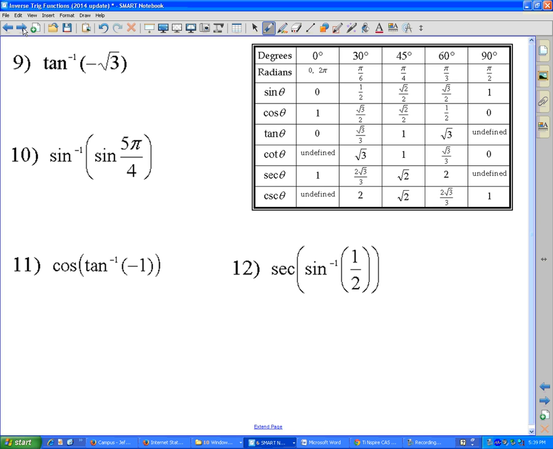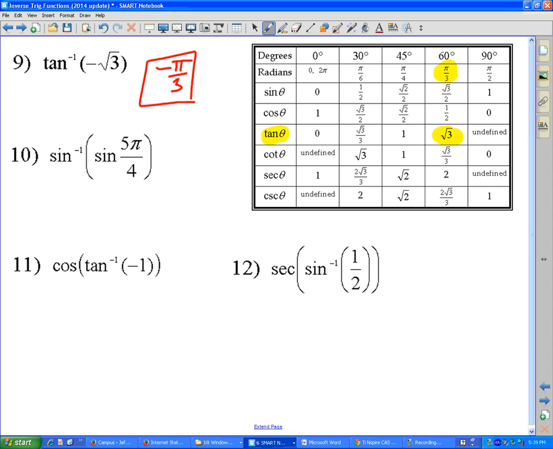Tangent of negative pi over 3. This one has a negative ratio, so it's going to be a little bit more interesting. It's a pi over 3 reference angle. And so we're going to have to drop down into quadrant 4 at a negative pi over 3 for an answer.